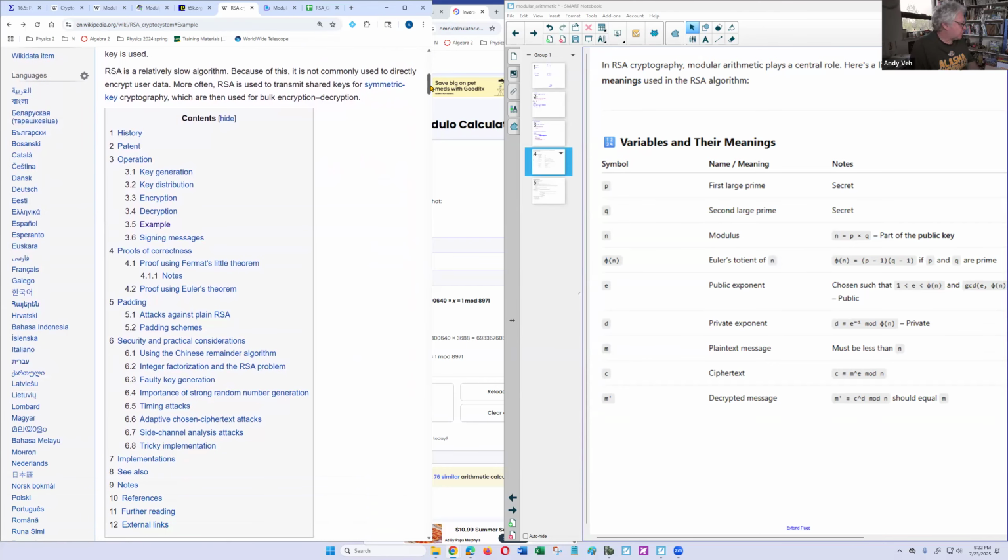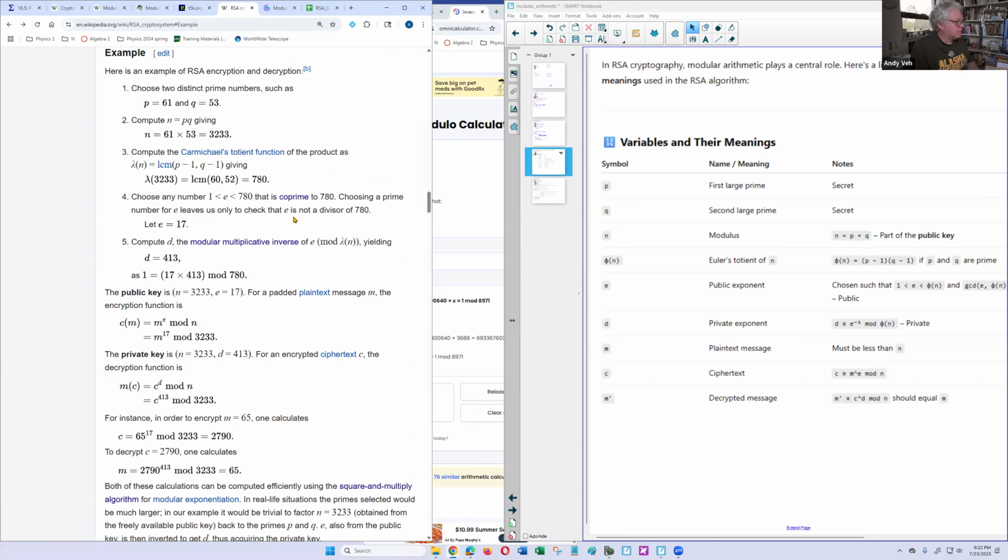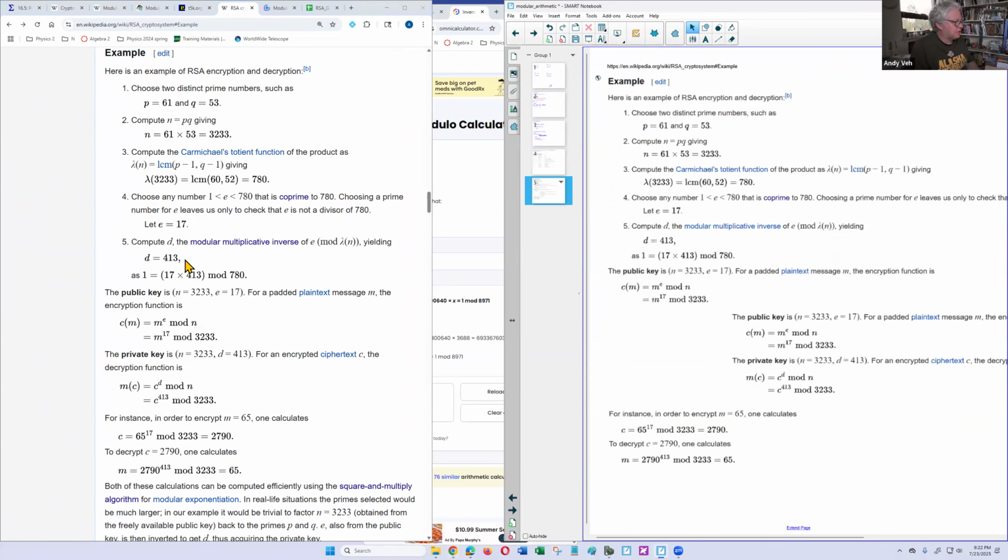So let's see, I'm going to scroll down here. There was something. Oh, yeah, I wanted to look at the example. So here's this example that I'm going to cover, which I pretty much copied here. These are actually the same numbers. So when I look, for example, here, let's see.